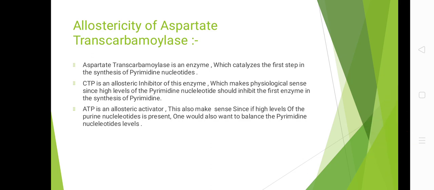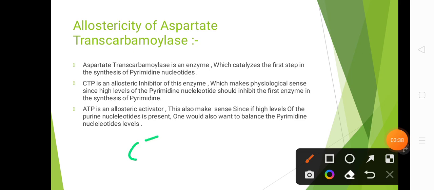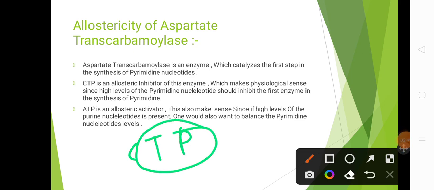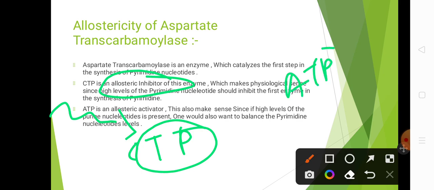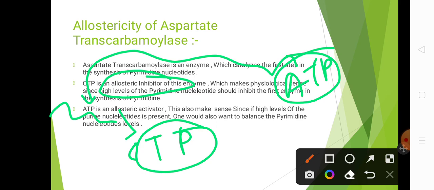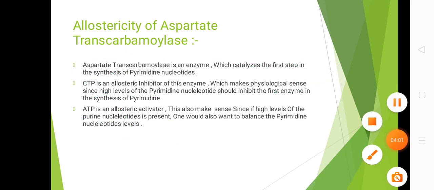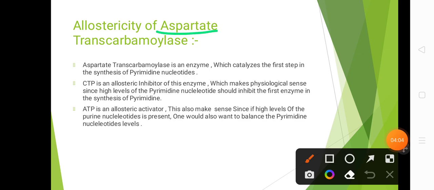So here, CTP, that is cytidine triphosphate, and if you remember, cytidine triphosphate was the end product of that pyrimidine nucleotide synthesis pathway. So here CTP plays the role of allosteric inhibitor, and ATP, which is a purine nucleotide, plays the role of an allosteric activator. Now try to think about this. Aspartate transcarbamylase will be allosterically inhibited when there is a very high amount of pyrimidine nucleotide in the system, and that also makes sense, right?